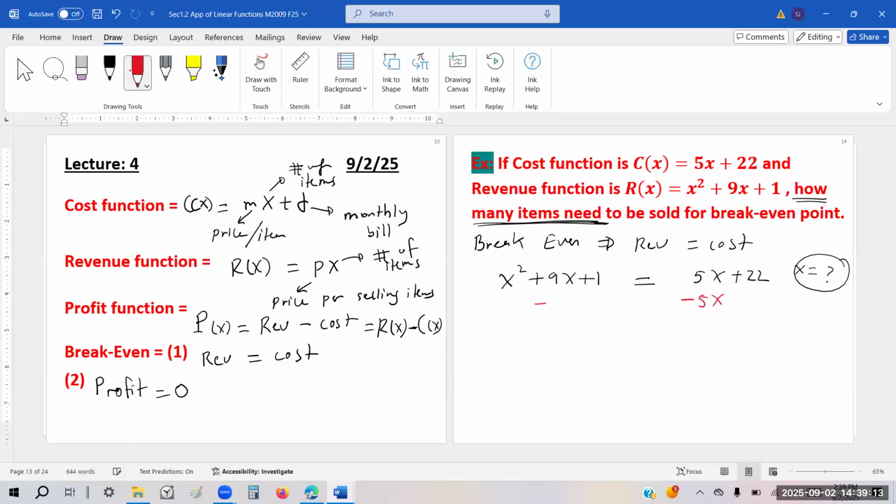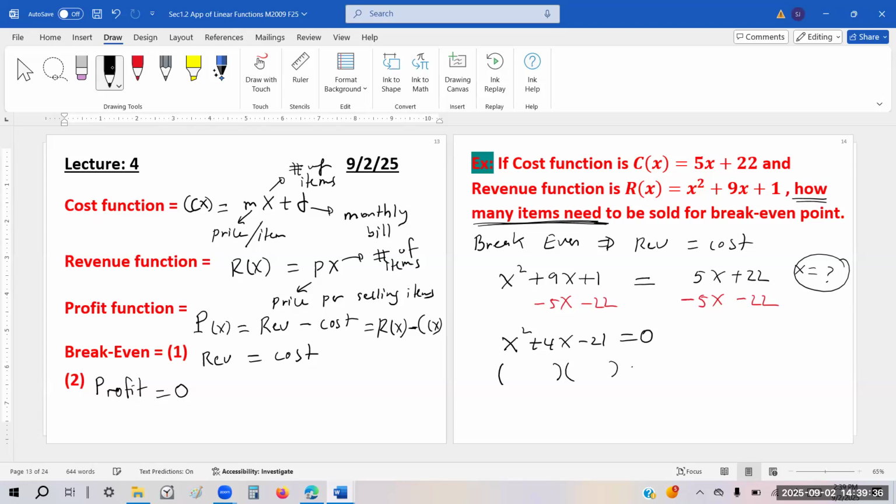Subtract 5x, also subtract 22. So we get x squared plus 4x minus 21 equals 0. Really? 1 and 22 gives you 21. Okay.